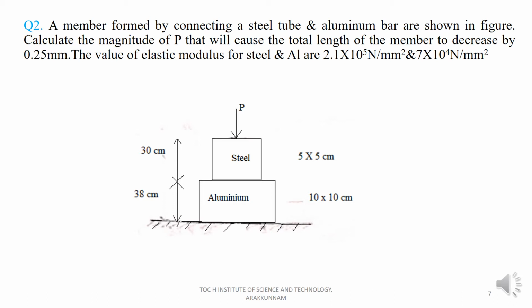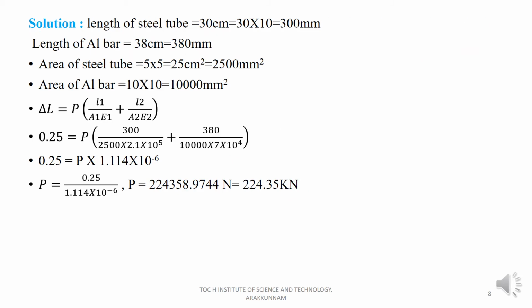So what is the equation for delta L? Delta L is equal to P outside, P into (L1 divided by A1 E1 plus L2 divided by A2 E2). L1, E1, A1, and also L2, A2 and E2 are given in the question. So the unknown term is P, and by simplifying this equation you will get the value of P as 224.35 kilonewton.